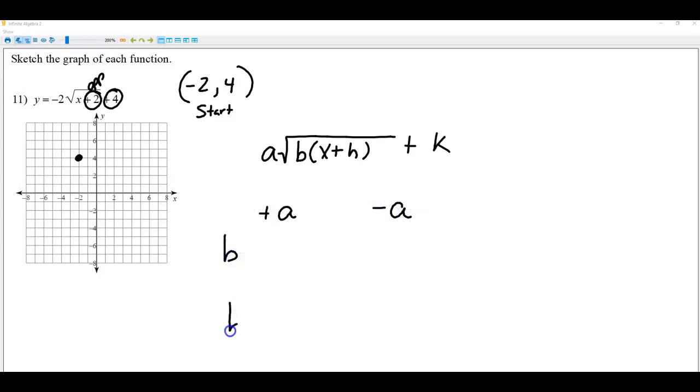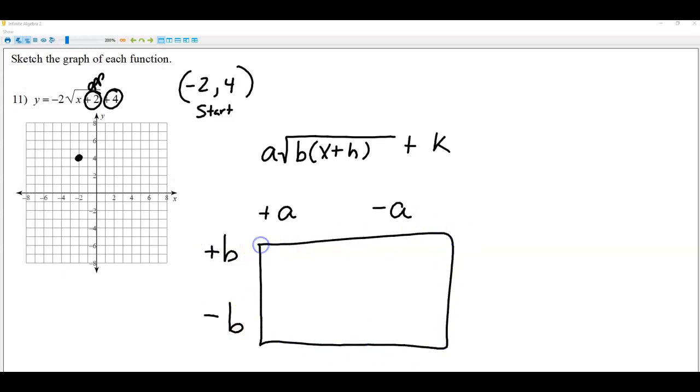On this chart, though, we talked about how the shape of the graph is basically determined by the A and the B value, whether they're positive or negative. They all have a starting point. If both A and B are positive, it looks like this. If only A is negative, then it looks like this. If B is negative, then it looks like this. If both of them are negative, then it looks like that.